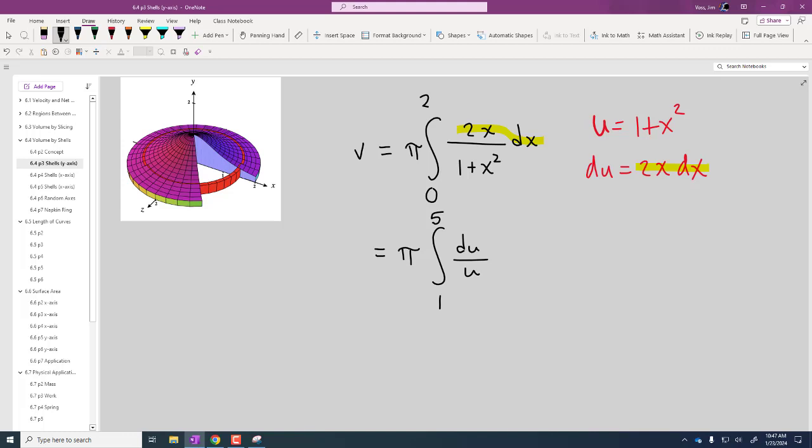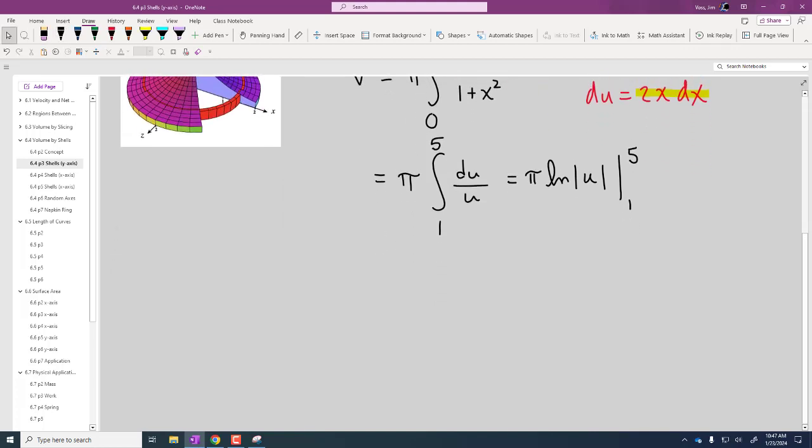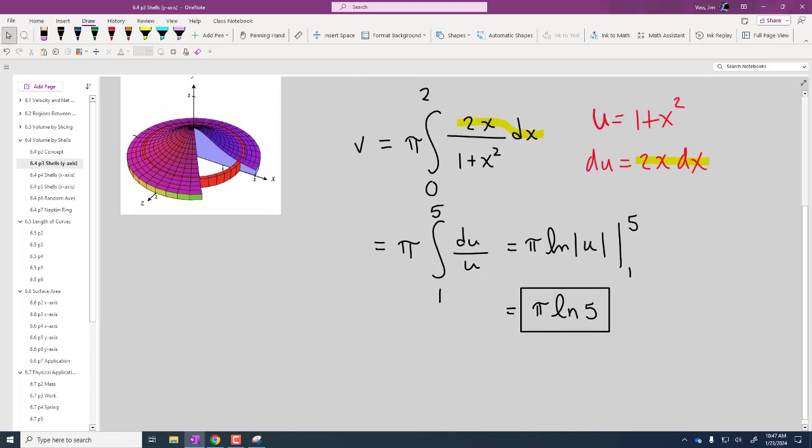And then what is the antiderivative for 1 over u? Natural log. So this is going to be pi times the natural log of the absolute value of u, from 1 to 5. And what is natural log of 1? Natural log of 1 is 0, so that lower limit is not going to contribute. It's going to contribute 0. And 5 is positive already, so we have pi natural log of 5. That is the volume. All right, any questions on that before we talk about this second important substitution shortcut?